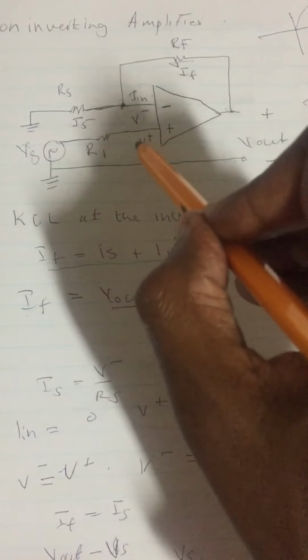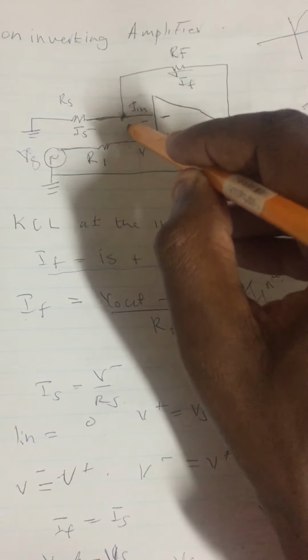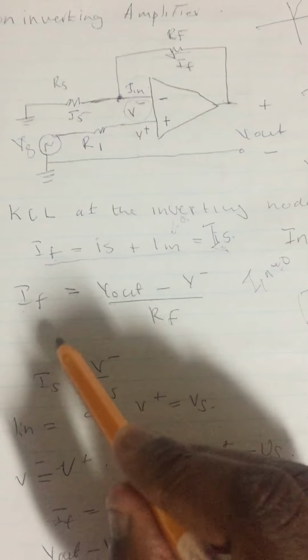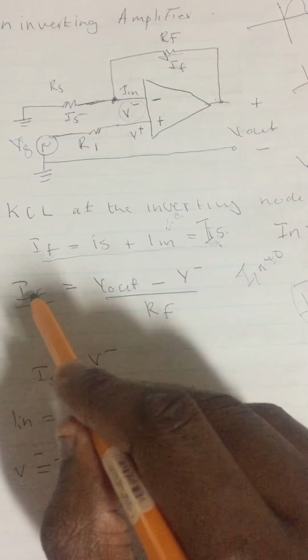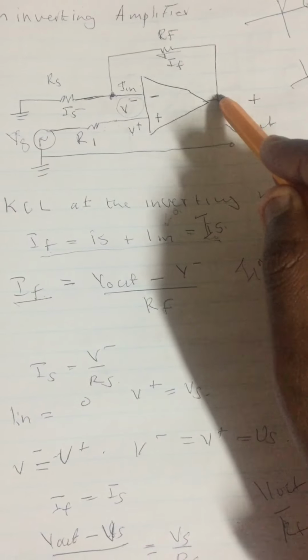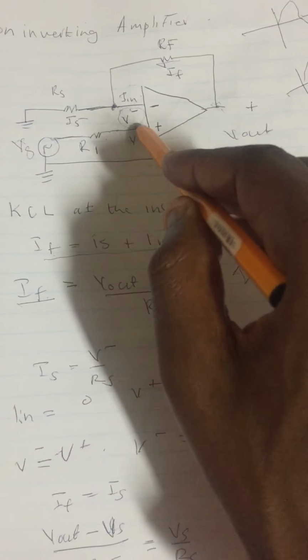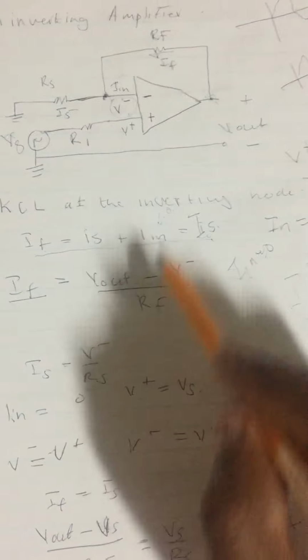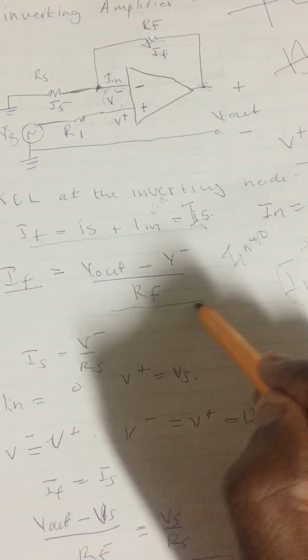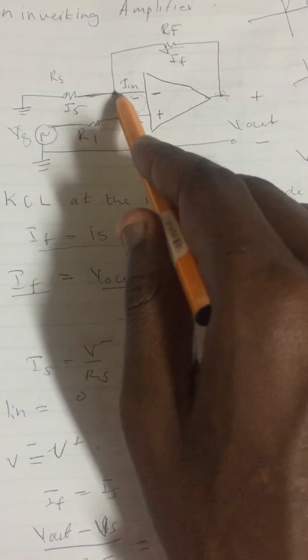Remember, the voltage across here is this, which is 0. So we'll have I feedback equals to V out minus V negative over RF, which will give us this equation. So for this, the current across here is from the voltage drop across this.